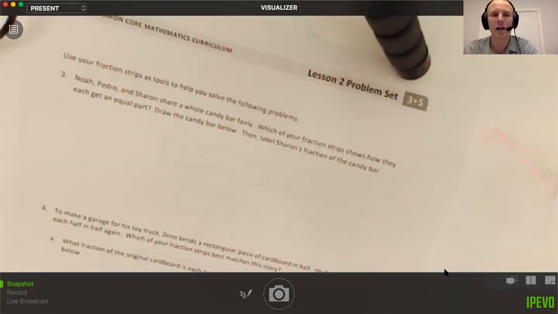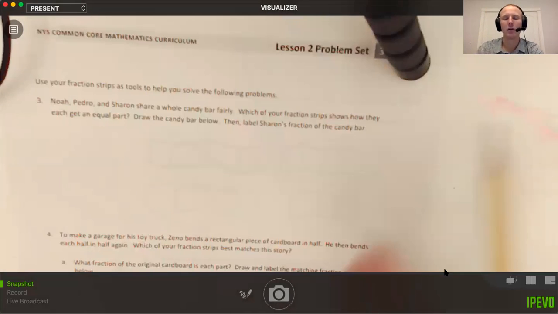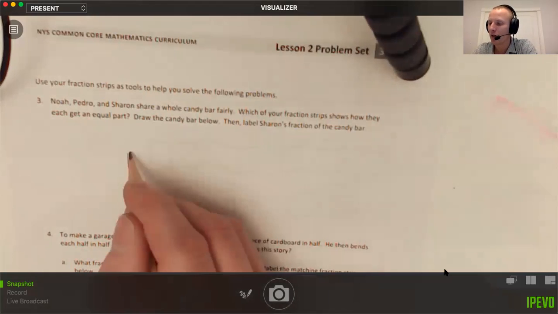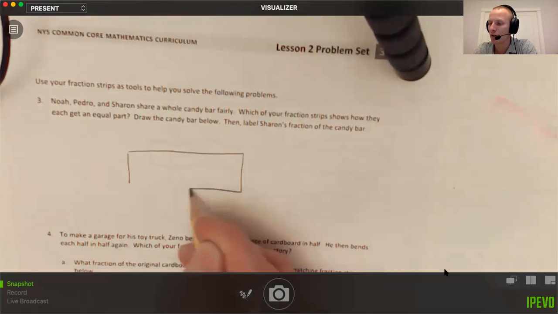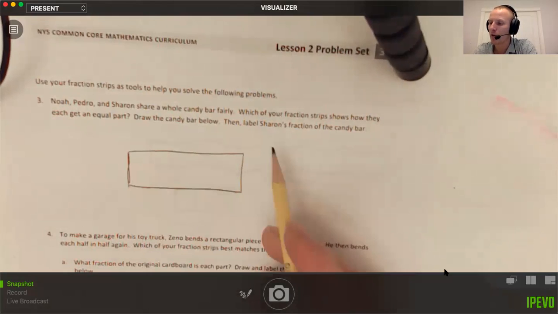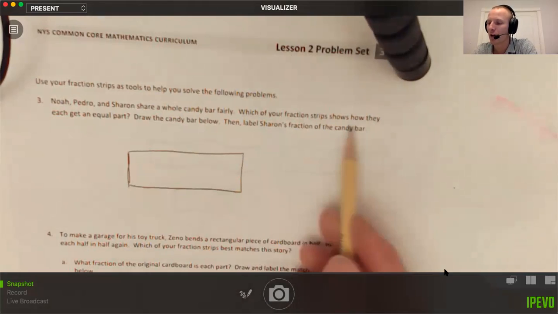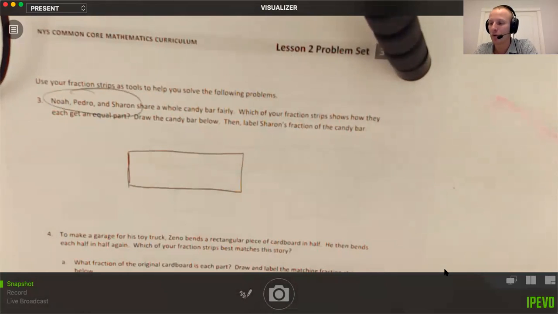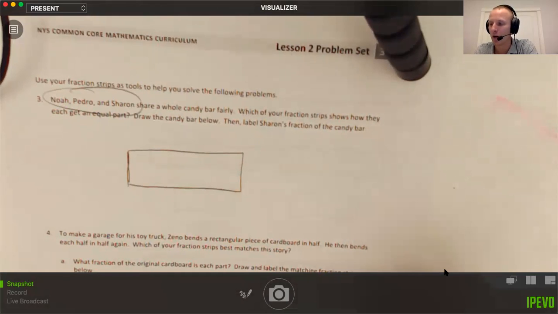This next part talks about some things that we could do in class, but I'm just going to draw it without any tools here. So it says Noah, Pedro, and Sharon share a whole candy bar fairly. Fairly means evenly. So let's draw like a candy bar there. Which of your fraction strips shows how they each get an equal part? So basically, if there are 3 people, how many parts of this candy bar do I need to have? I need to have 3. So they can each have 1 part and they all get the same amount.